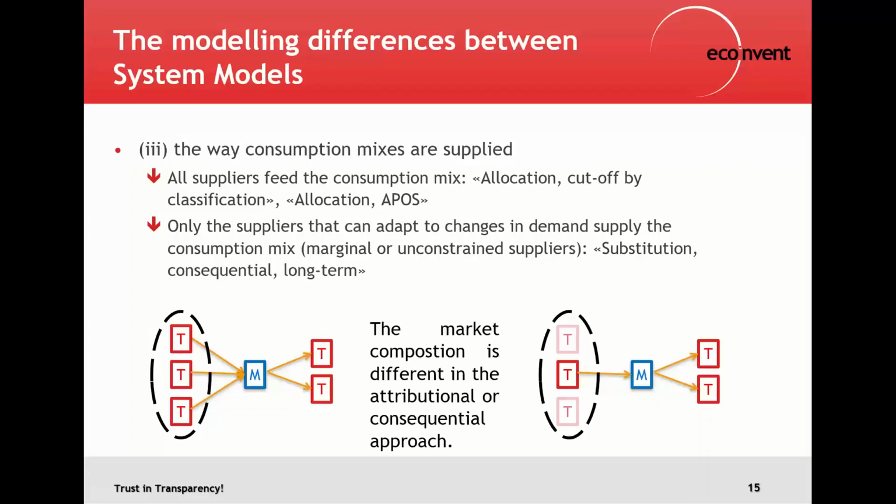The result of this difference in supply is that the market composition will be different in the attributional approach than in the consequential approach. If you look here at this very simplified scheme, you can see that the supply to the same market is not the same in one kind of system model as in the other.